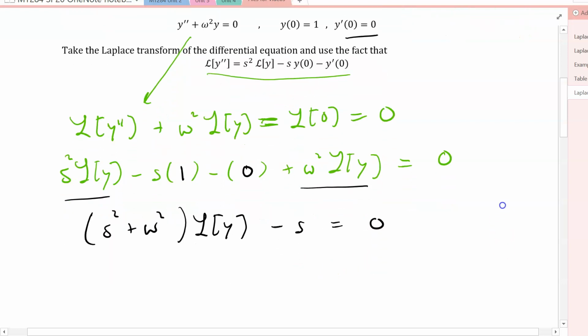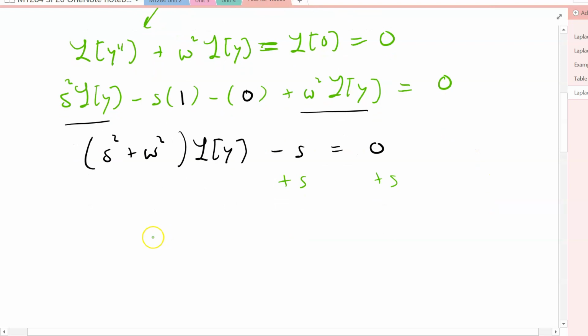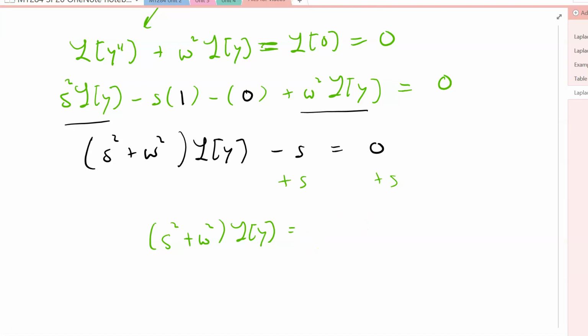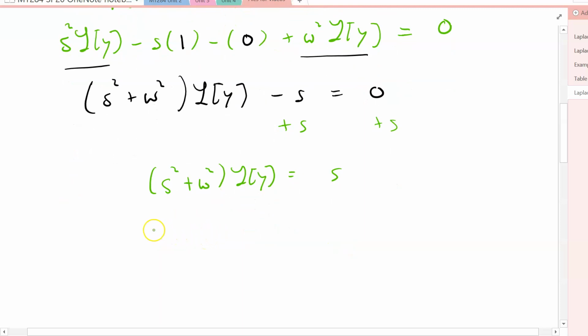We're just about done with this derivation. All we need to do now is add s to both sides of this equation, and then isolate the Laplace transform of y. Doing that, we get s squared plus omega squared times the Laplace transform of y is equal to s. Then just isolate by dividing both sides by s squared plus omega squared, and that tells us that the Laplace transform of y of t is equal to s over s squared plus omega squared.